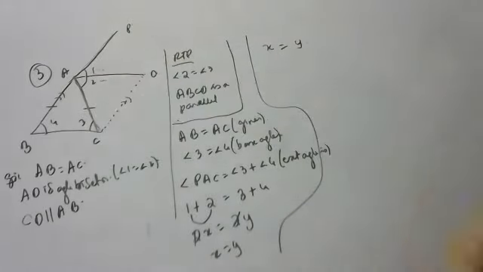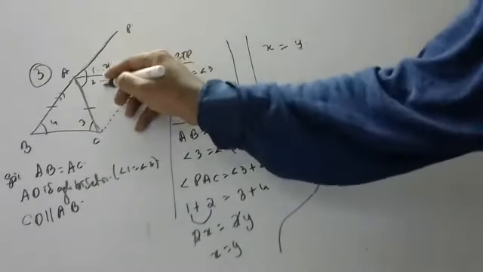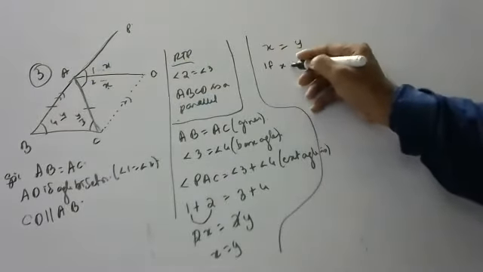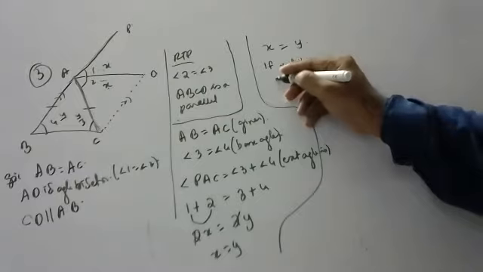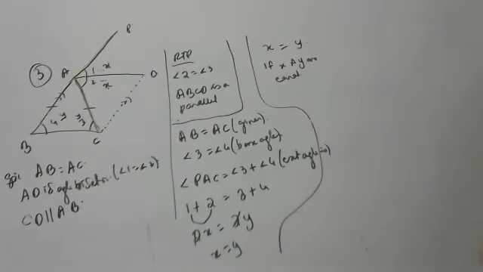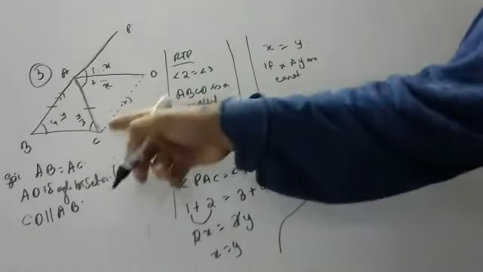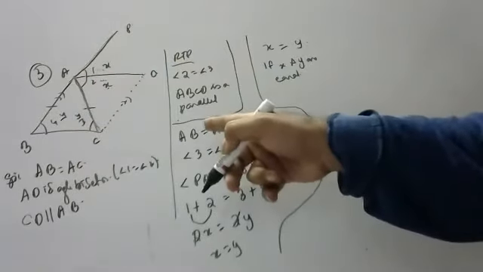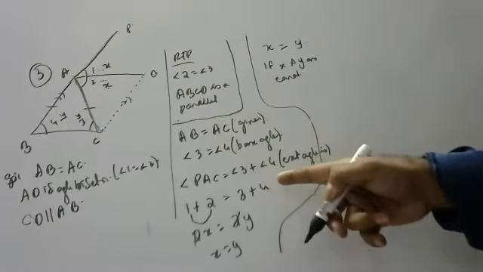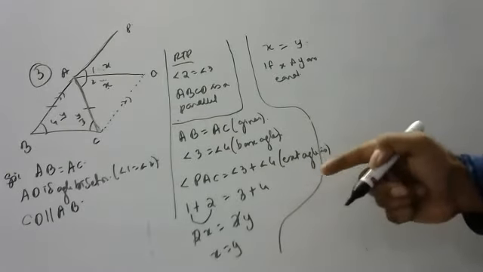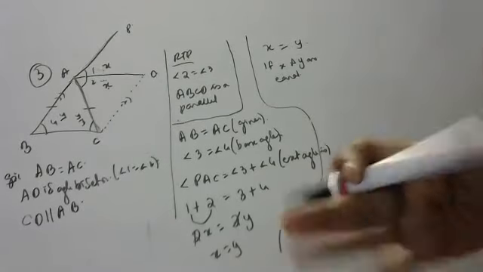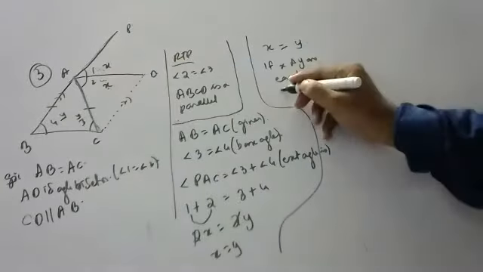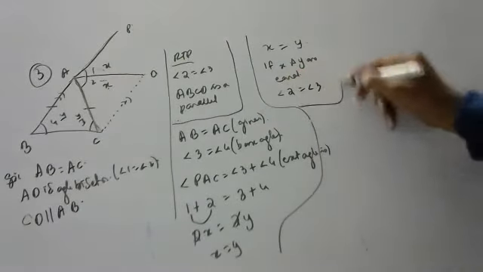X is equal to y means 2 and 3 are equal. See, children, this is x, this is x, this is y, this is y. X and y are equal. That is, angle 2 is equal to angle 3. That is the first proof. Over.